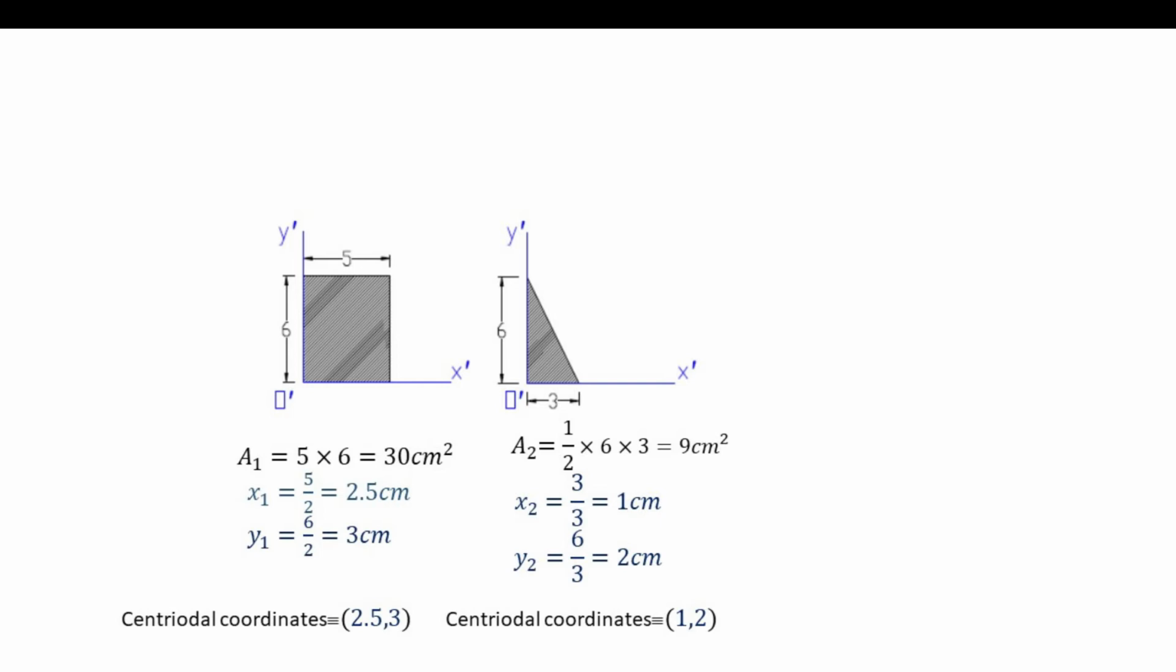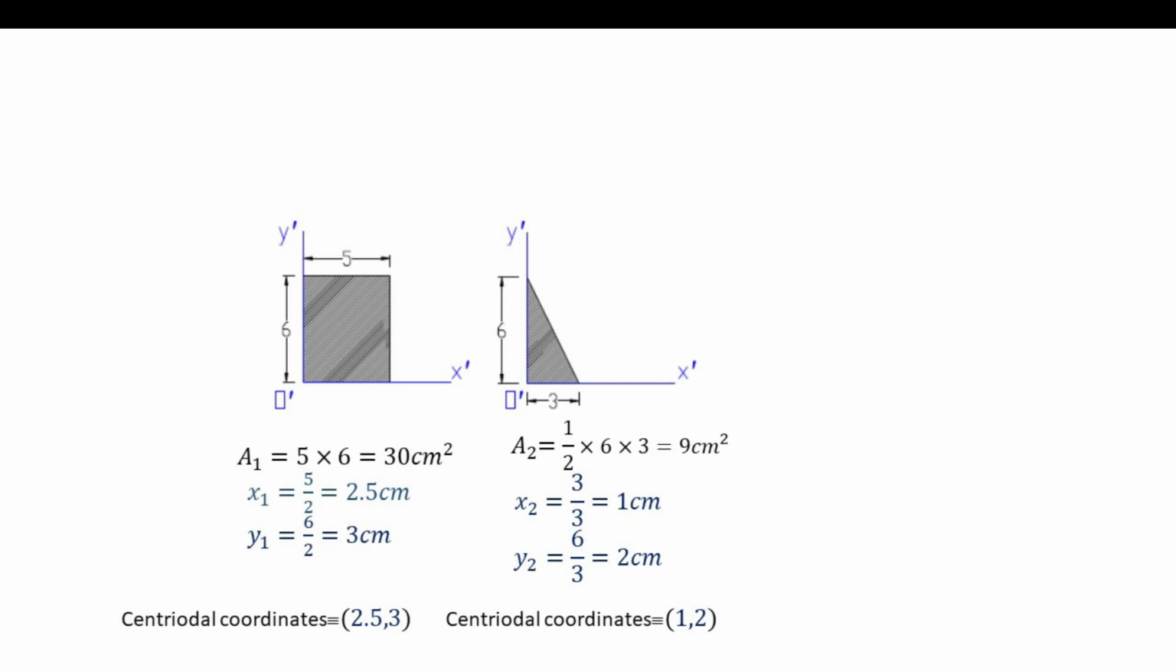We will start with section 1, the rectangular area. The area is its base dimension times its height dimension, which equals 30 centimeter square. The x1, which is the horizontal distance to the centroid from the origin, is half its base dimension, which equals 2.5 centimeters. The y1, which is the vertical distance to the centroid from the origin, is half its height dimension, which equals 3 centimeters.